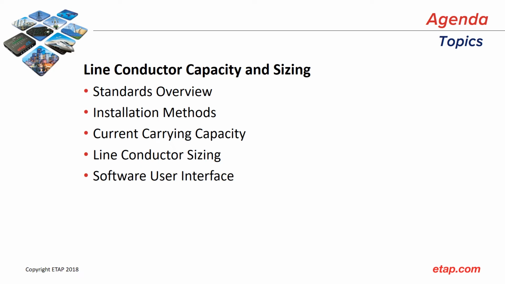In the first section, we will be going over a brief overview of the standards and the different installation methods. We will also go over a short overview of current carrying capacity calculation concepts and the line conductor sizing constraints. We will then proceed onto the software user interface, in which we will use ETAP software to perform a sample current carrying capacity and line sizing calculation.